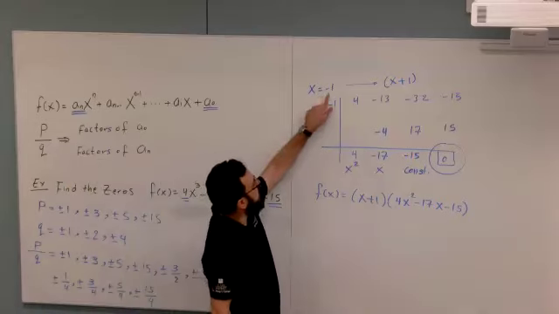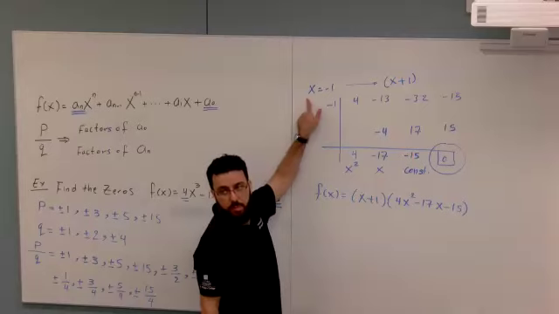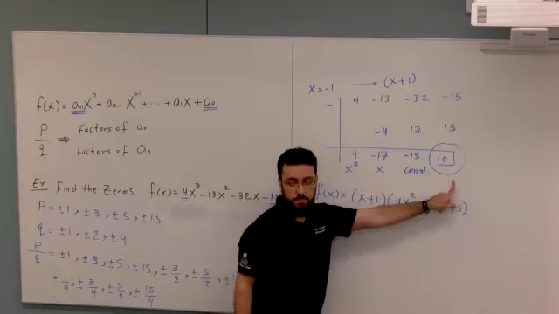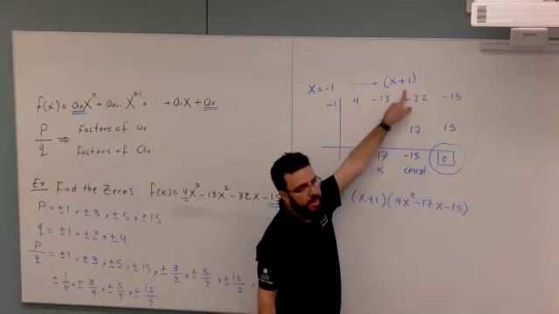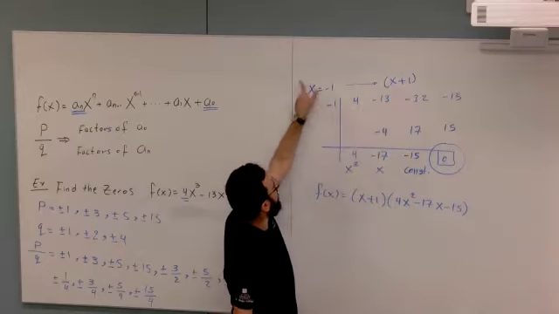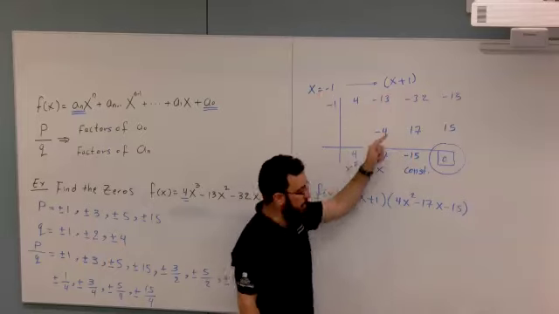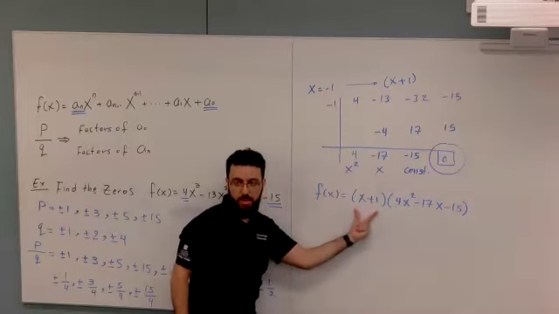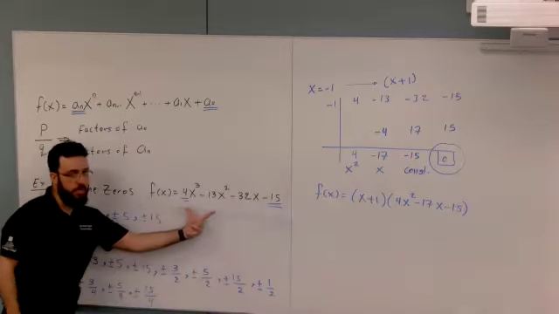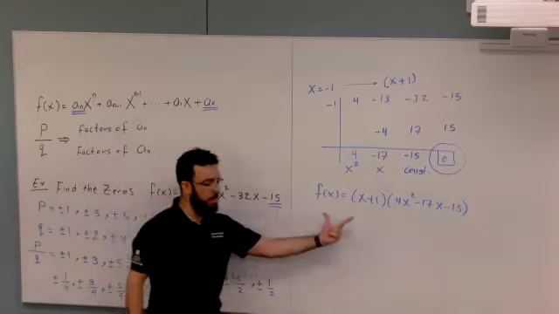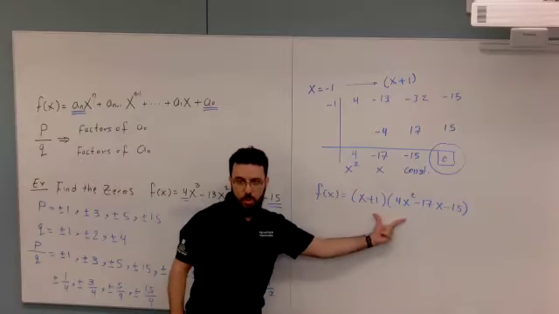Check what I did. This is a solution. Why? Because the remainder is 0. Now, how am I going to write down the factor? I just have to move the number to the other side. So x plus 1 is a factor of the polynomial, and here is the left. Check what happened. This is the original polynomial. What did you do? You factored the polynomial.